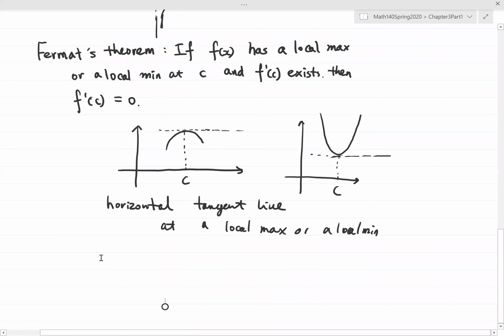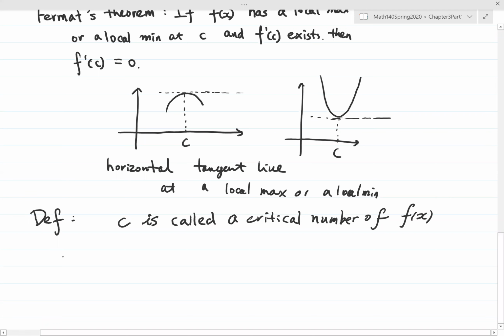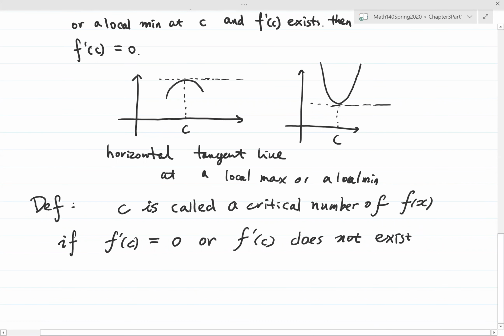Now, to find a local maximum or local min, it suffices to do the following. We give a definition. C is called a critical number of f(x) if f'(c) vanishes, or f'(c) does not exist. Of course, this c should lie in the domain of the function f.